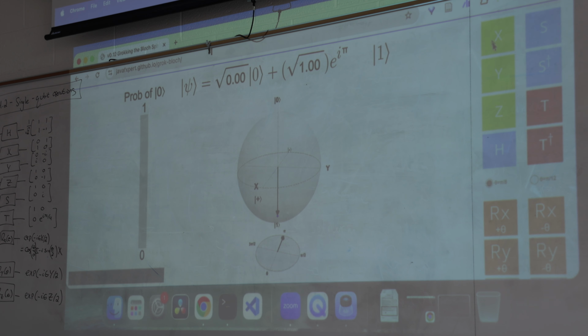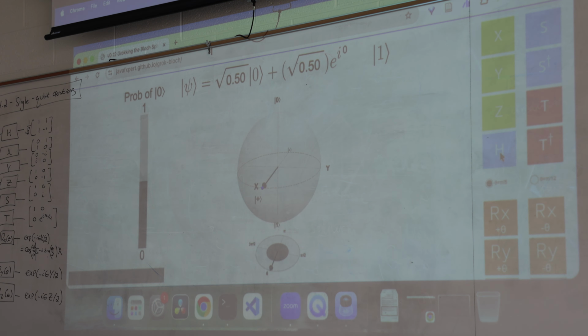We can get back to the 0 states. And this is a good tool for just moving around on the Bloch sphere. You should know how this works very well. So if this helps you to practice, that is useful.